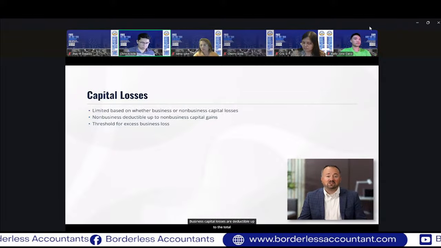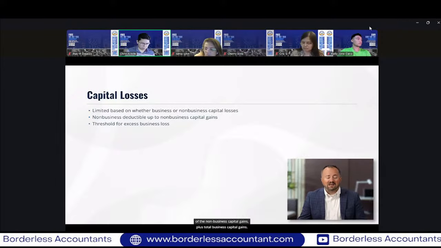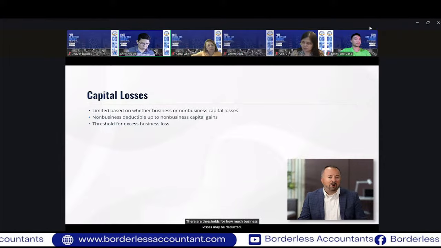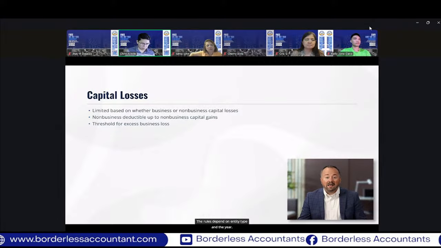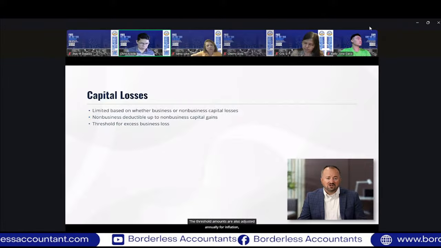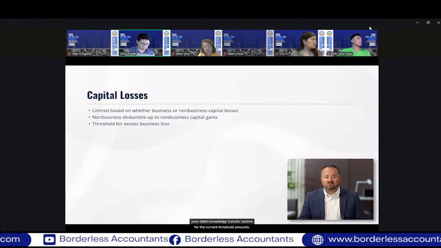Business capital losses are deductible up to the total of the non-business capital gains plus total business capital gains, excluding Section 1202 stock. There are thresholds for how much business losses may be deducted. The rules depend on entity type and the year. The threshold amounts are also adjusted annually for inflation, so be sure to review your GLIME knowledge transfer outline for the current threshold amounts.